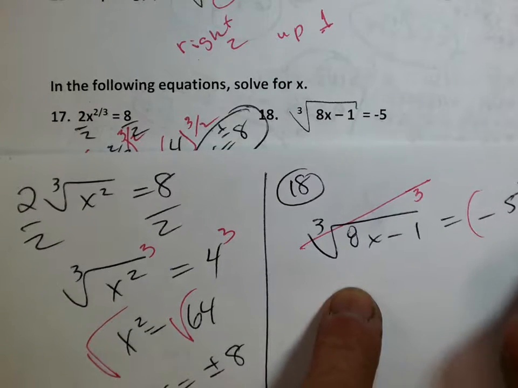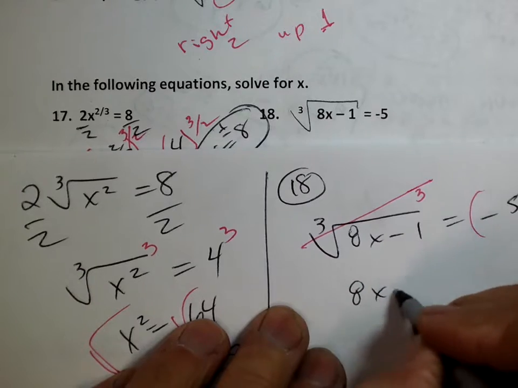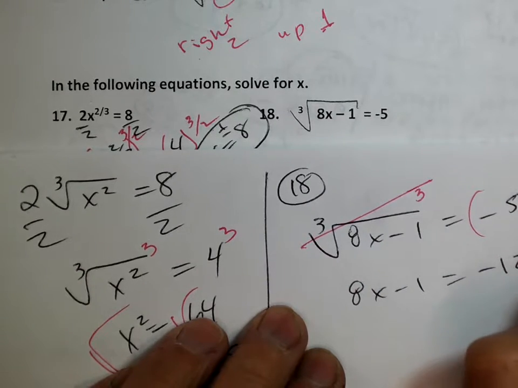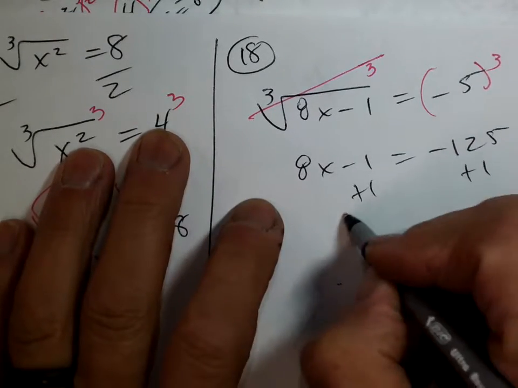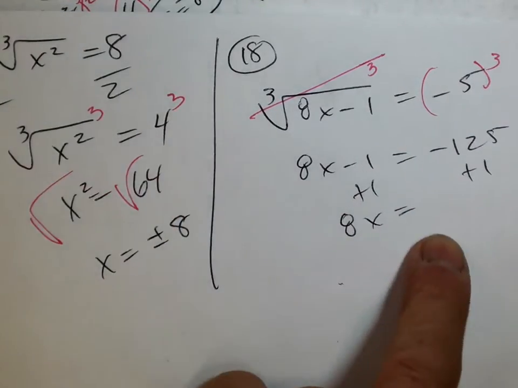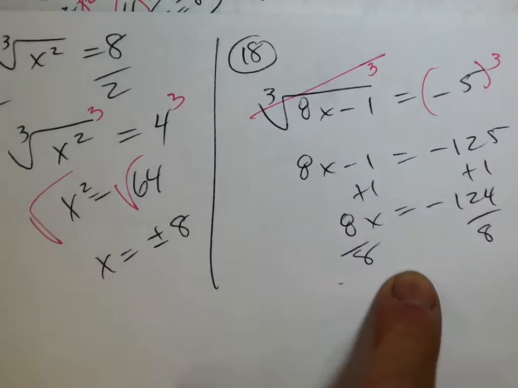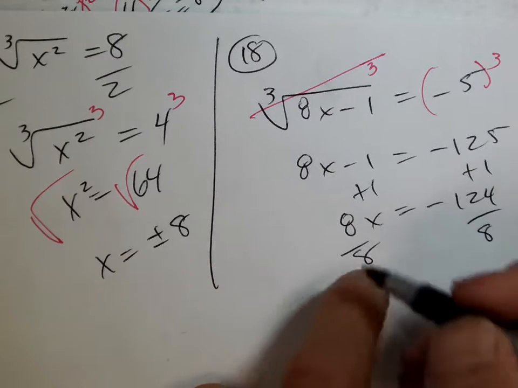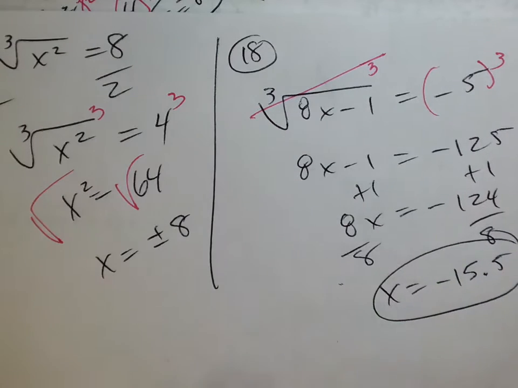I'm going to cube this. So negative 5 times negative 5 is 25, times another negative 5 is negative 125. So I've got 8x minus 1 equals negative 125. Plus 1, plus 1. 8x equals negative 124. Divide by 8. What is it? Negative 15.5. I believe you. Awesome. Thanks, Autumn. How am I doing?